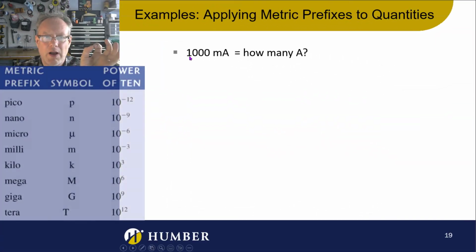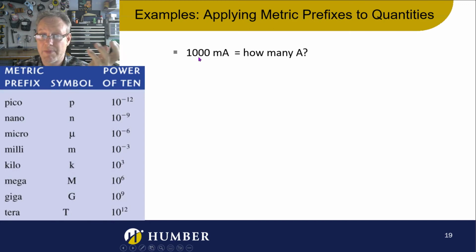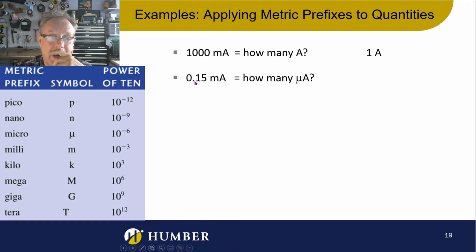Okay, so how many amps are in 1,000 milliamps? Well, milli is 1/1000th. So if you had 1,000 1/1000ths, you have a whole, right? So that's 1 amp. Okay, down here. Okay, good.